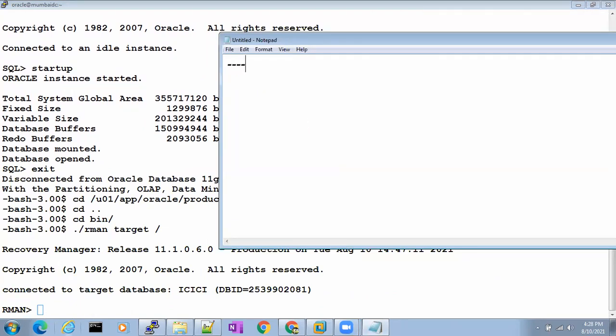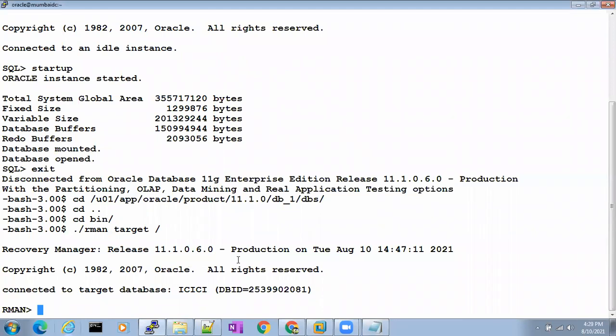What are the commands? Okay, first, what is a database? Can you people tell me what is a database? A database is a combination of CRD files, right? CRD files.